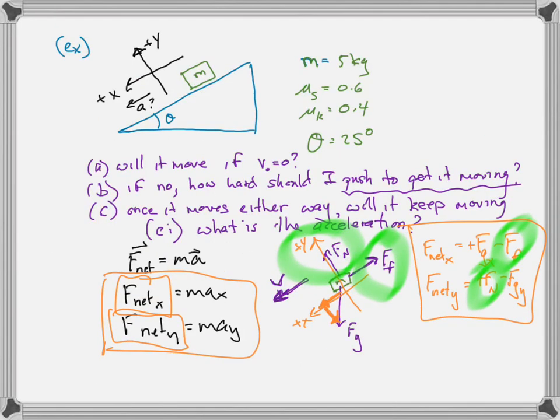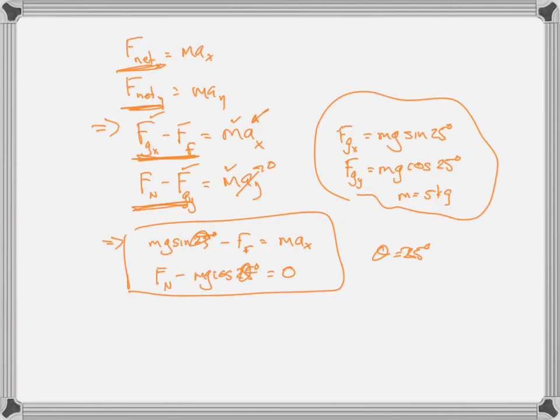The question is asking, will it move if the initial velocity is 0? How do I answer that question? Actually, I didn't make an error. The question really is, if it starts from rest and it's going to move, then the acceleration would have to be greater than 0, right? That's what question A is asking. Is a sub x greater than 0 if v0 equals 0?